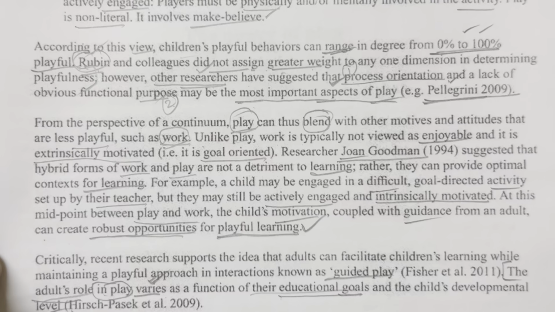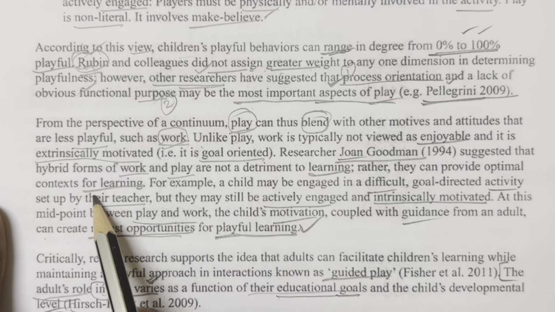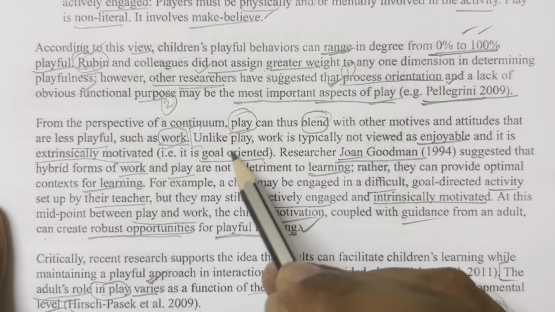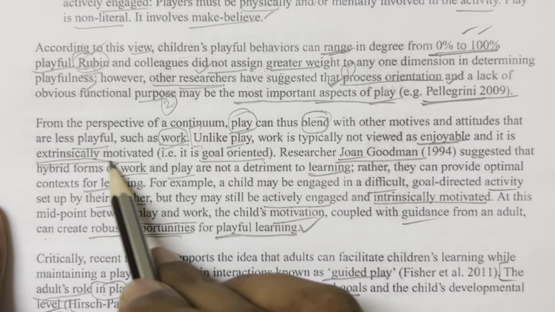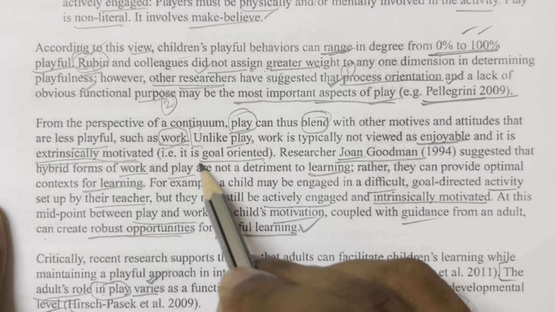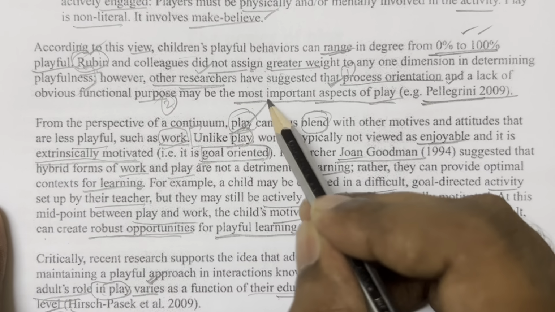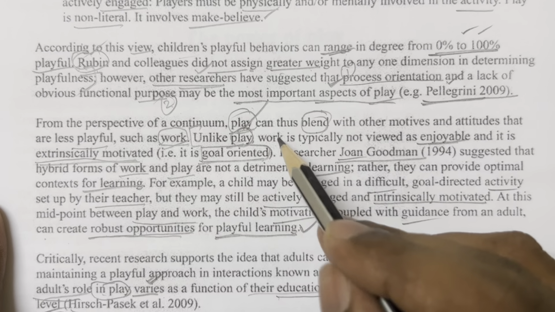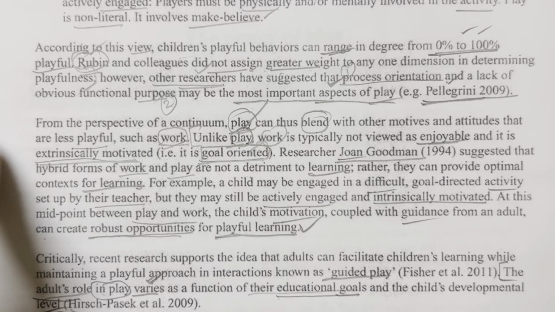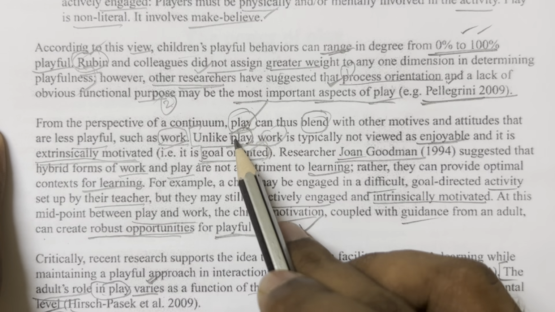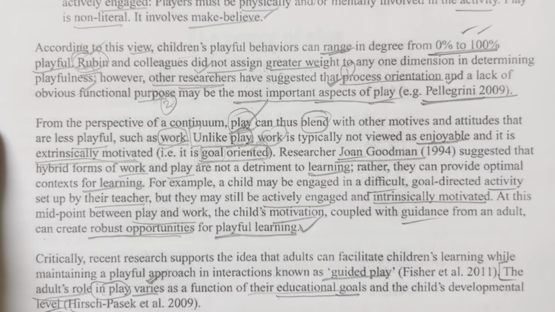Let's see that. We read about work and play in this paragraph, right? So, unlike play, work is typically not viewed as enjoyable and it is extrinsically motivated. It is goal oriented. Wow. So play is not goal oriented, but work is goal oriented, meaning it has a target. Okay, target oriented. So work and play differ in terms of a goal, in terms of a target, right?